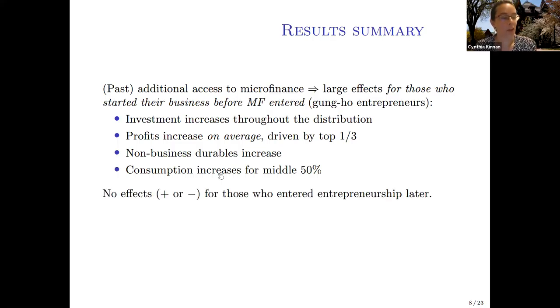Then what do we see when we look at those who are not gung-ho entrepreneurs? And I should clarify, this is either those who entered entrepreneurship later or not at all. For that group, we don't see positive or negative impacts. Microfinance seems to have a fairly precisely estimated null or zero effect, not only on average, but across the distribution, as I'll show you.